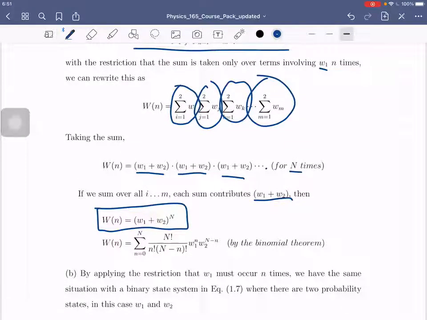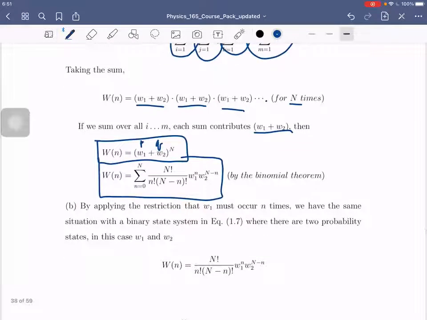So, using binomial theorem, di ba, isipin nyo, P and Q lang to. Tama? Yun lang naman talaga eh. Magiging ganito lang yung binomial form niya. So, medyo mahirap yung letter B. So, by applying the restriction na ganun din, W sub 1 ulit, mag-occur siya n times, we have the same situation actually sa binary system.